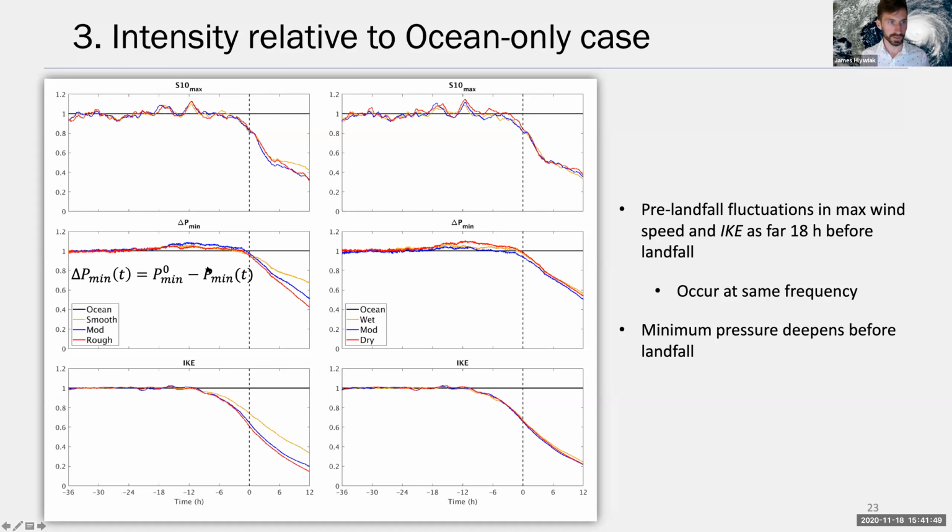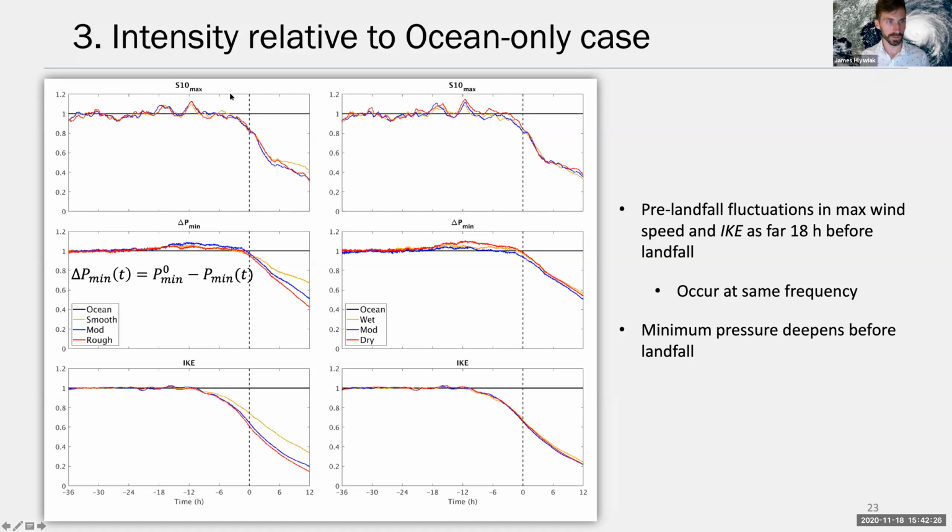Values less than 1 mean that the ocean case is stronger. Regardless of land type, we see that all landfalling simulations actually increase in intensity as much as 18 hours before landfall. This is better seen in the not as volatile delta P min. We see this pretty steady increase and then a compensating decrease back to where it was before landfall. We see these high fluctuations in intensity before landfall that actually follow similar frequencies. And I have some ideas of why this is occurring so far out, but nothing's been proven yet.